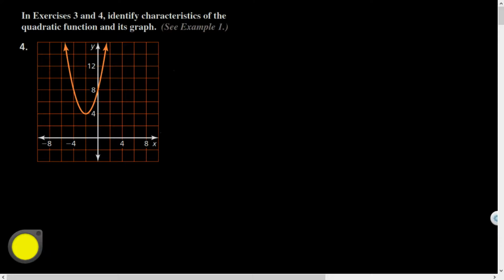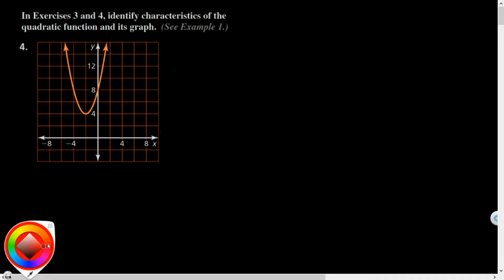Mr. Waddy here. We've been going over sections 8.1, 8.2, a little bit of both, talking about graphing quadratics, which turn out to have a graph that is a funny curve named a parabola. And for this problem 4 from 8.1, I'm jumping around. So the example they'd want you to see is the 8.1's example 1. It says identify the characteristics of the quadratic function and its graph.